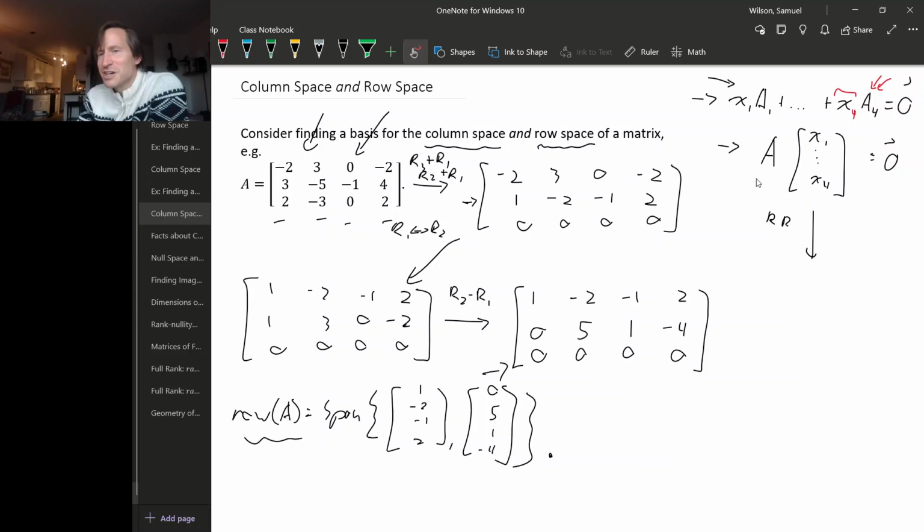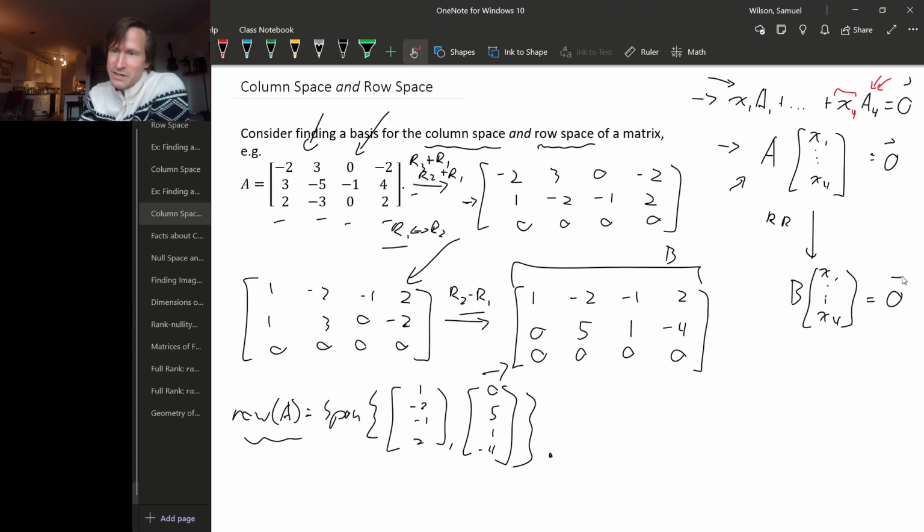Well, when we do row reduction, what we're really doing is multiplying on the left by elementary matrices, right? The elementary matrices are the matrices that realize row operations. When we multiply on the left by the row operations that do this row reduction that we just did, that turns the matrix A into this matrix. Let's call this B. So now we have B times all our x's. But multiplying the zero vector on the left by those elementary matrices just gives you the 0 vector.